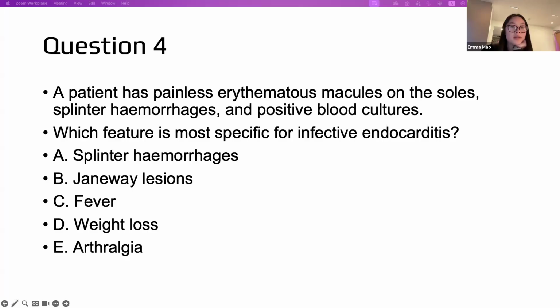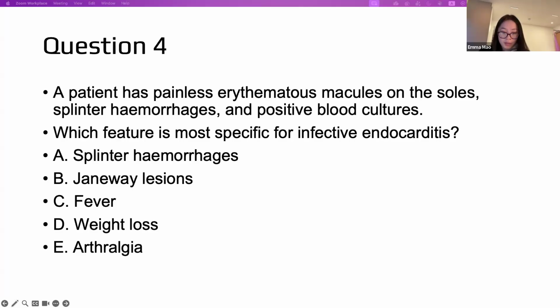So a patient has painless erythematous macules on their soles, splinter hemorrhages, and positive blood cultures. Which feature is most specific for infective endocarditis? So this question is kind of testing you reading the question carefully because there's a lot of features of endocarditis here. So yeah, it is quite confusing, but it's Janeway lesions.